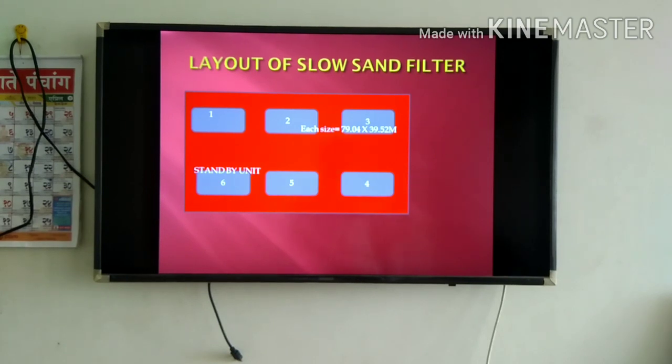The layout of the slow sand filter is drawn in this fashion. All the sand beds are numbered 1, 2, 3, 4, 5, 6, and unit number 6 is always kept as the standby unit, and each has dimensions of 79.04 into 39.52 meter.